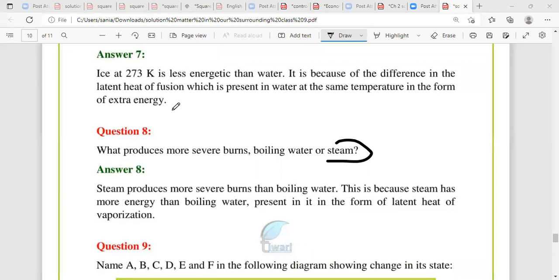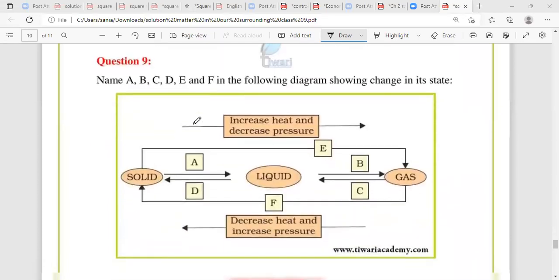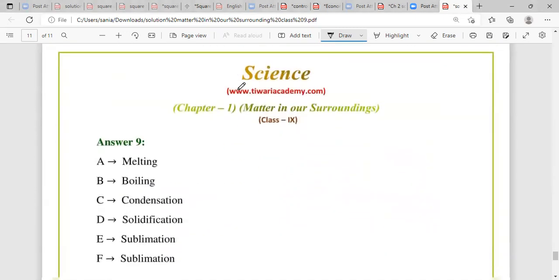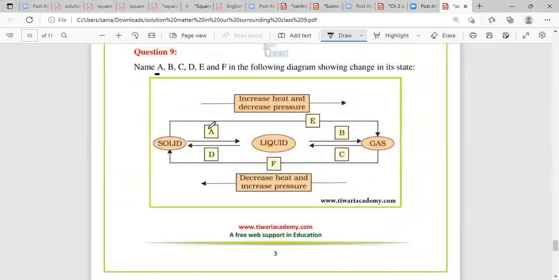Okay, Jasleen, done? Yes, ma'am. So you have this diagram. This is very important. You have to name A, B, C, D, E. Okay, so we'll just look. See, A is your melting. How will your solid be converted into liquid? A, melting, right? And how will your liquid be converted into solid?